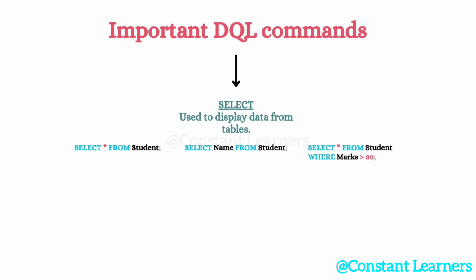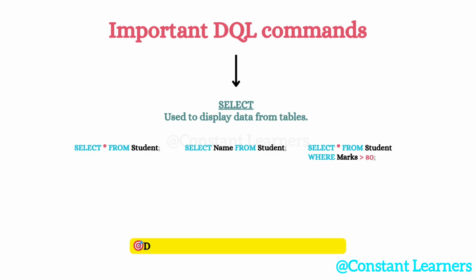Select all from students where marks are greater than 80. So it gives the entire row for all the students whose marks are greater than 80. Alright. Next, the important point to note here is that DQL only reads data. It does not change the data inside the database.